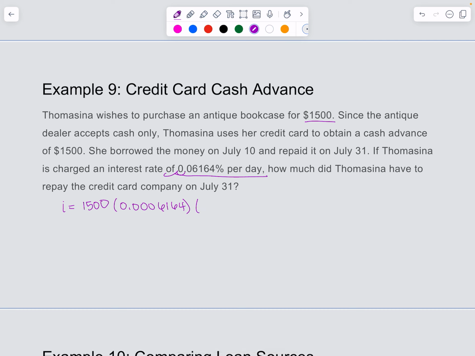So in this case, we went from July 10 to July 31. That's a total of 21 days. Multiplying this out gives us approximately $19.42. So that's the interest that accrued over those 21 days. So when she makes her payment, she has to pay the $1,500 that she borrowed plus the $19 in interest, giving us a total payment of $1,519.42 on that payment date.